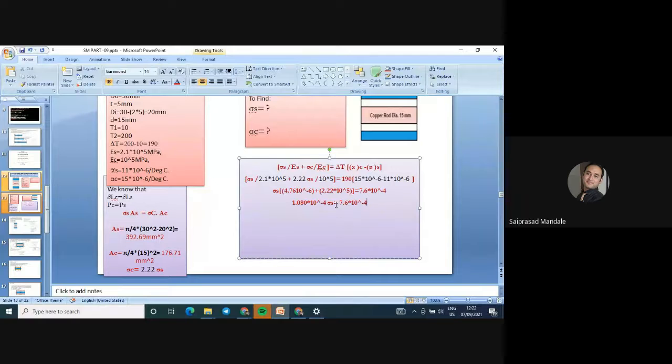Now the ratio of both. 7.6 into 10 raised to minus 4 divided by this answer is equal to how much? It is equal to 7.0328 of sigma. Let us take the answer. Everybody has to take the answer. If you are right or wrong, tell me.